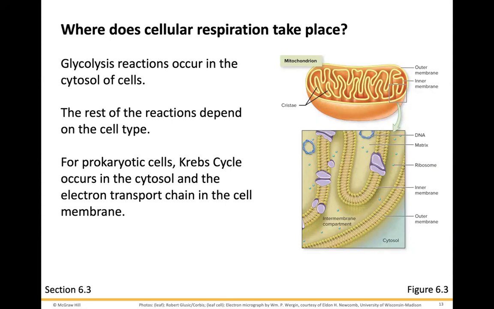So if we look at the mitochondria in a little bit more detail, the mitochondria consists of cristae, an outer membrane, and an inner membrane. Mitochondria lead to the magnified view of the cytosol in which the glycolysis reactions can occur. The labeled parts that you can see here are DNA matrix, ribosome, inner membrane, outer membrane, and intermembrane compartments, as we can see here. So here's the cytosol, outer membrane, intermembrane compartments, inner membrane.